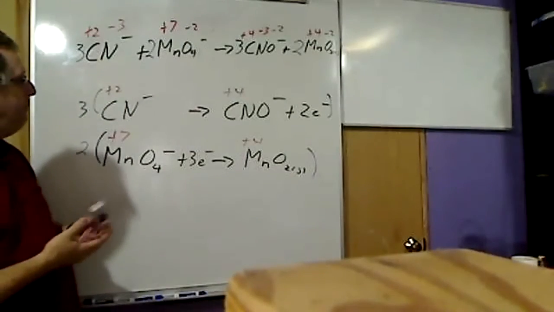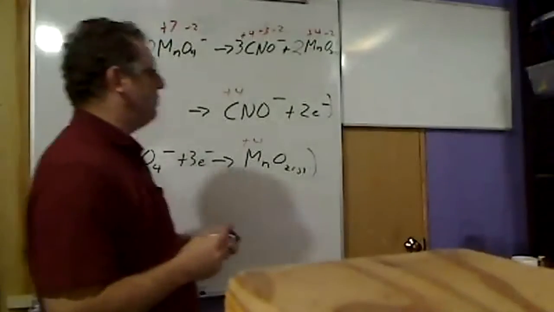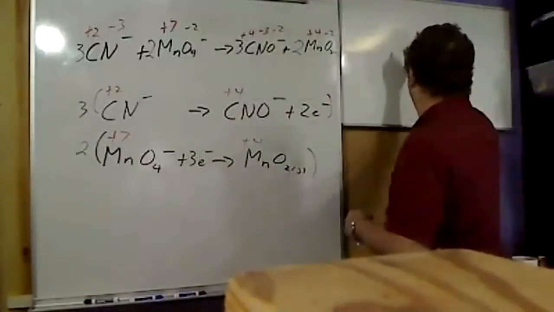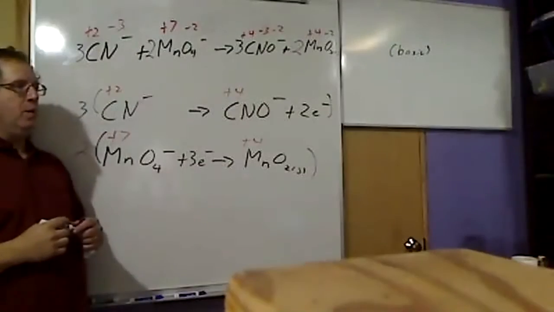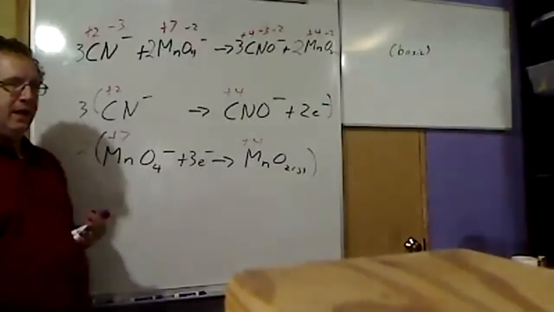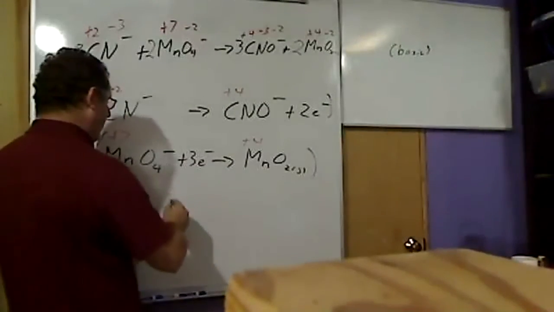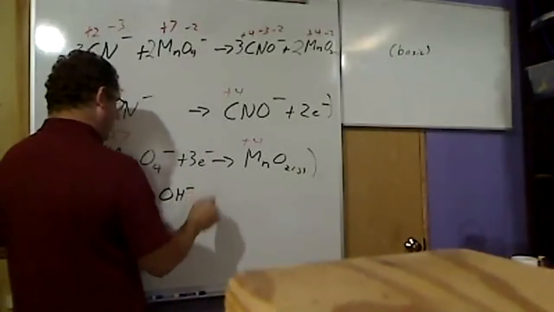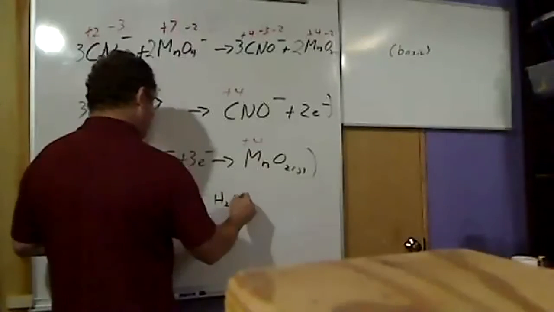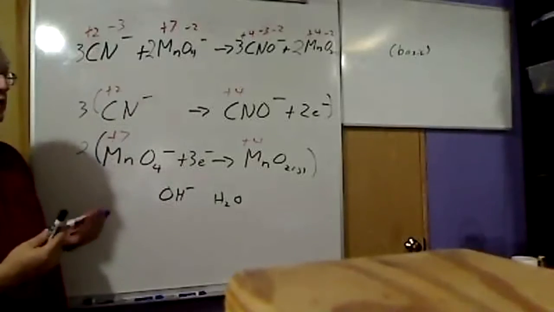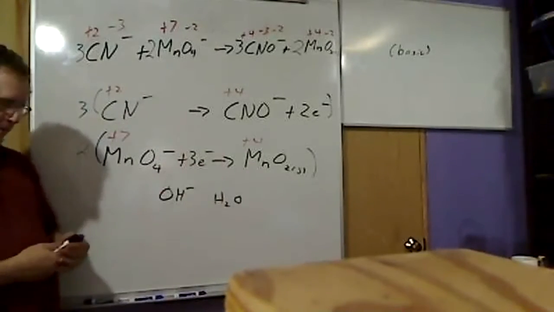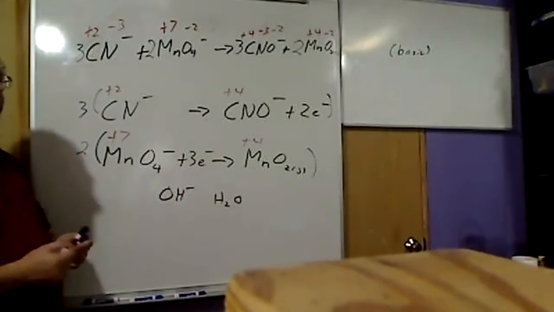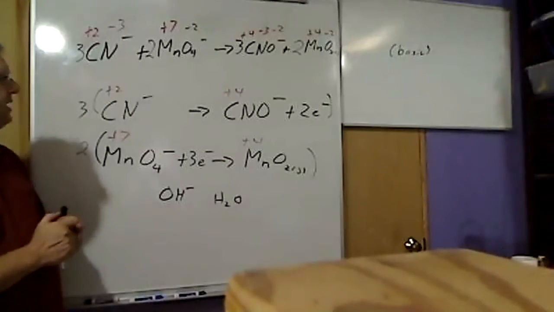Now, this is a basic solution. I probably should have written that somewhere up here. I'm going to do that now. Although I did talk about it being basic a number of times, we need to do that. Now, for a basic solution, I don't have hydroniums in abundance. I have hydroxides and H2Os. Which one of these two has a charge? The hydroxide. Oh! I'll let that sink in for a minute.